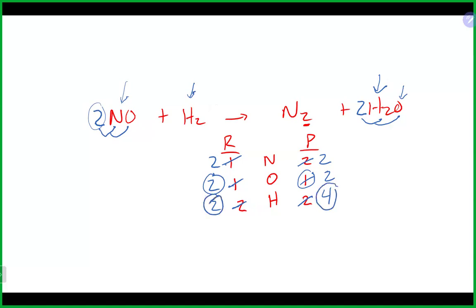That is a very easy fix, because we can go back to the left and put a 2 in front of the hydrogen. That still gives us 2 times 1 for the nitrogen, 2 times 1 for the oxygen, and now we have 2 times 2, which is 4 for the hydrogen. Now we are balanced on both sides of the equation. Any questions on that? Yeah.